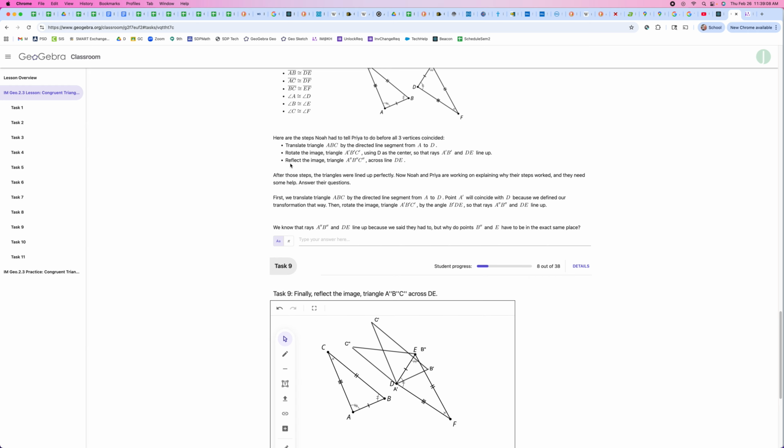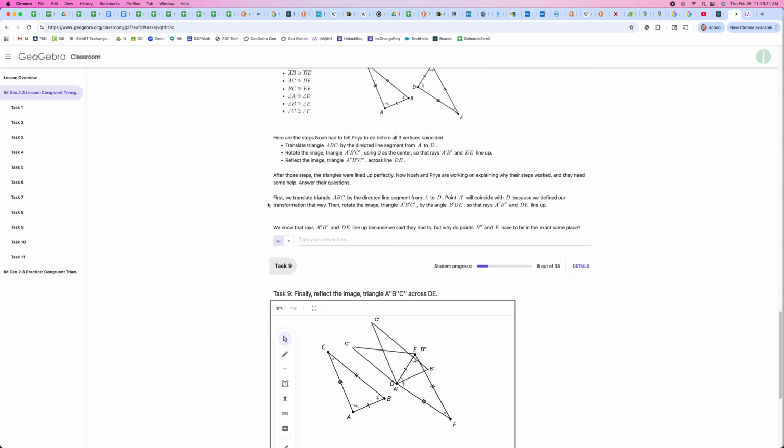And then he says, we're going to reflect the image of this. This is A double prime, B double prime, C double prime. This triangle right here is going to be reflected across line DE. Because he's gotten DE to match up, this triangle is going to flop down and match the other triangle perfectly. Okay? Okay, awesome.